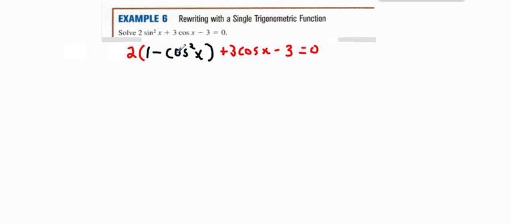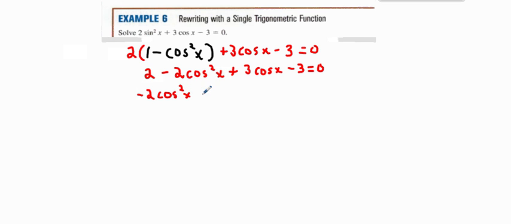Before we get into the solving piece, we're going to have to distribute the 2 and combine any like terms, so we're going to simplify. 2 times 1 is 2, so that's 2 minus 2 cosine squared x plus 3 cosine x. The rest of the equation I'm just bringing down. And now I'm going to combine our 2 and our negative 3. So one more time, I have negative 2 cosine squared x plus 3 cosine x, and 2 minus 3 is negative 1.